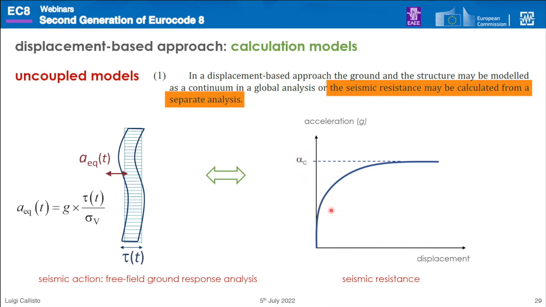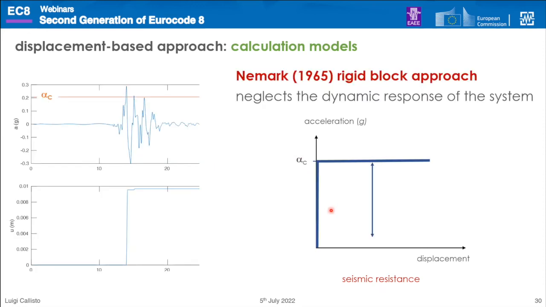The simplest way to perform this calculation is to assume that the capacity curve is rigid, perfectly plastic. In this case, this is the Newmark rigid block approach, in which we neglect the dynamic response of the system before the attainment of the critical acceleration. This is again our example. This is our critical acceleration, and we will have displacements. We will be accumulating displacement only when the seismic action becomes larger than the critical acceleration.